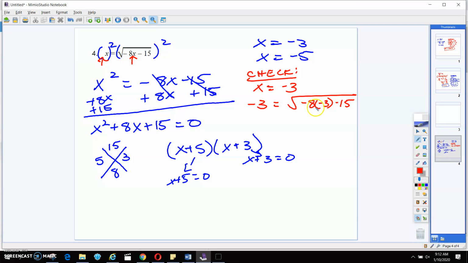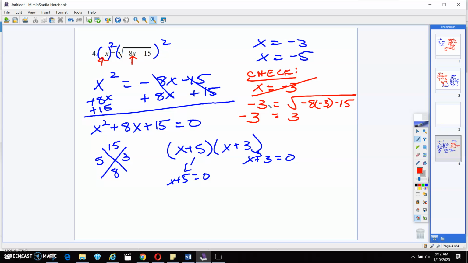Okay, when I simplify this, this is going to give me 3 on this side and negative 3 on this side, which negative 3 does not equal 3, right? So this guy is not going to work. Wait, what? Negative 3 does not equal 3.